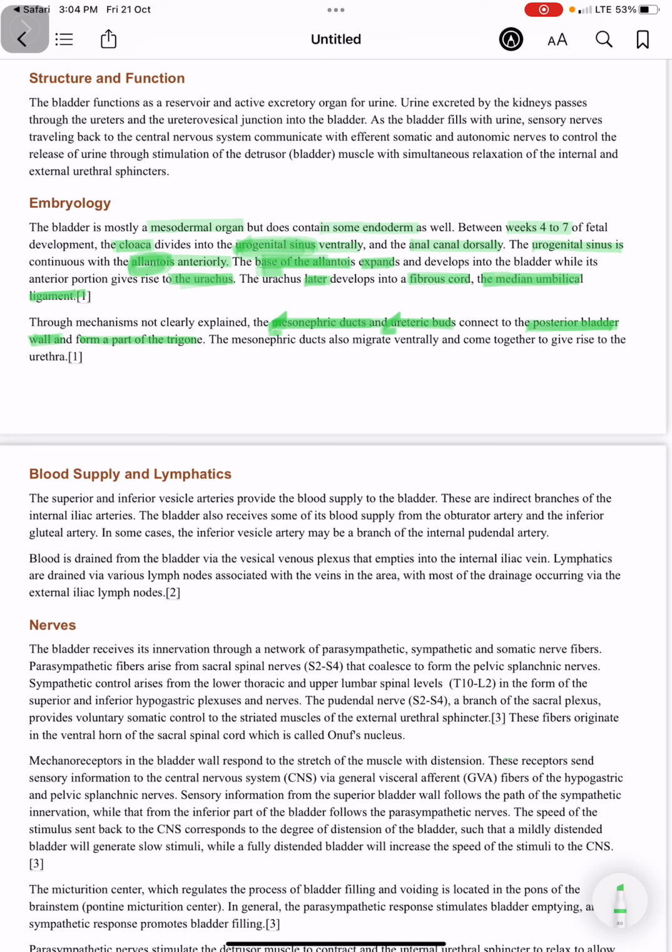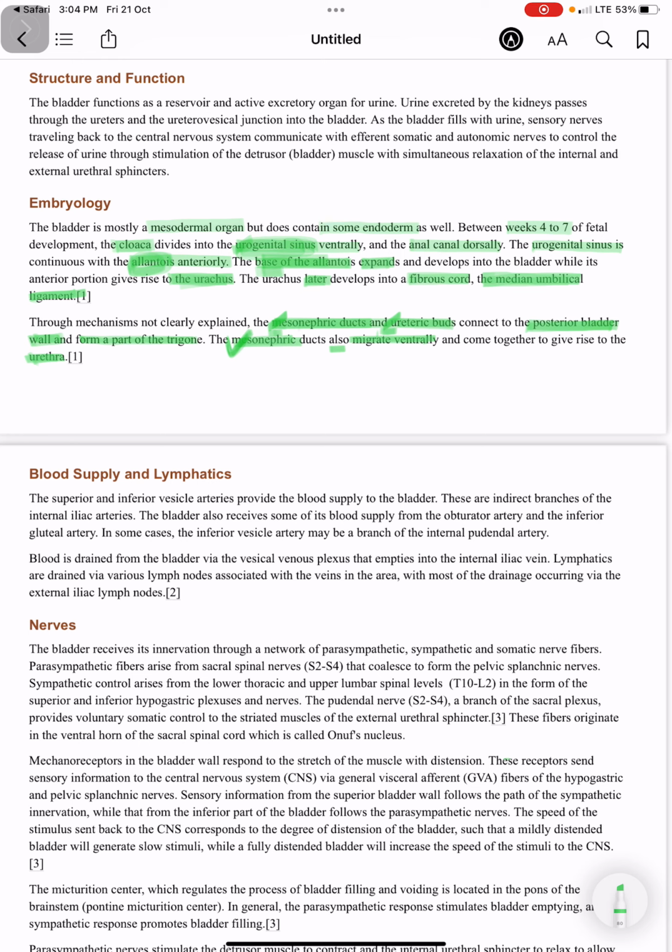The mesonephric ducts also migrate ventrally and come together to give rise to the urethra. So the urethra is formed from the mesonephric ducts.